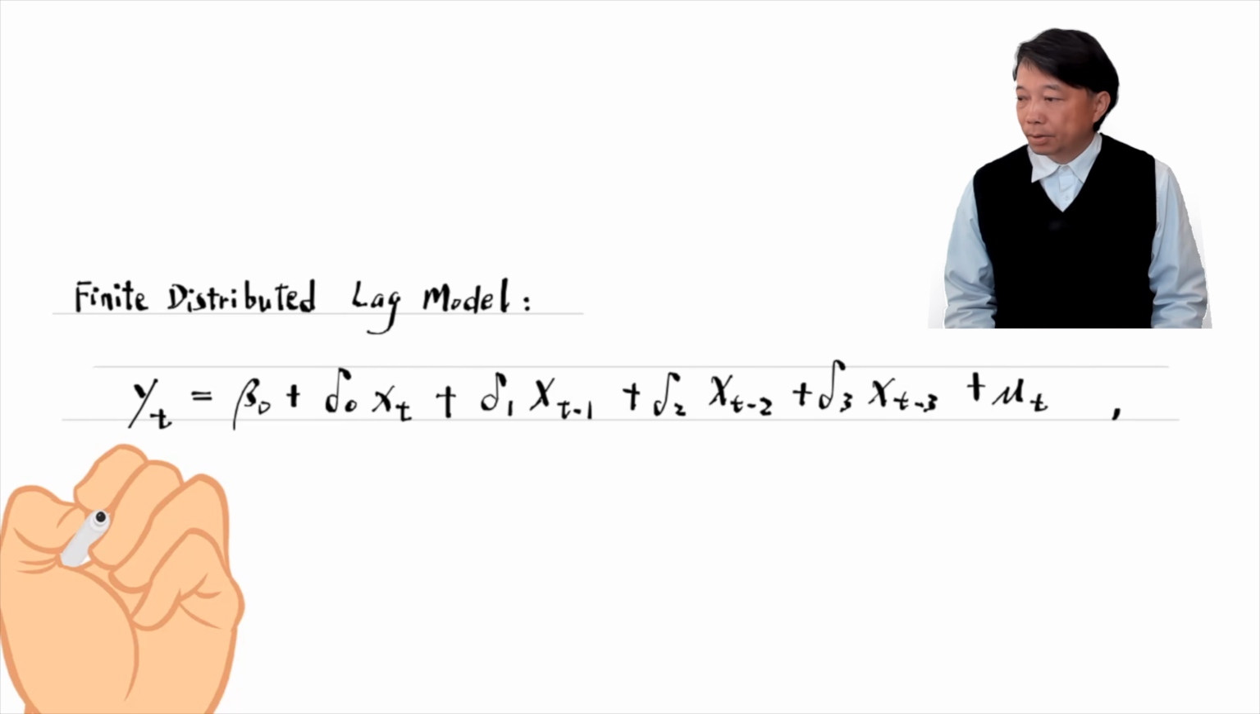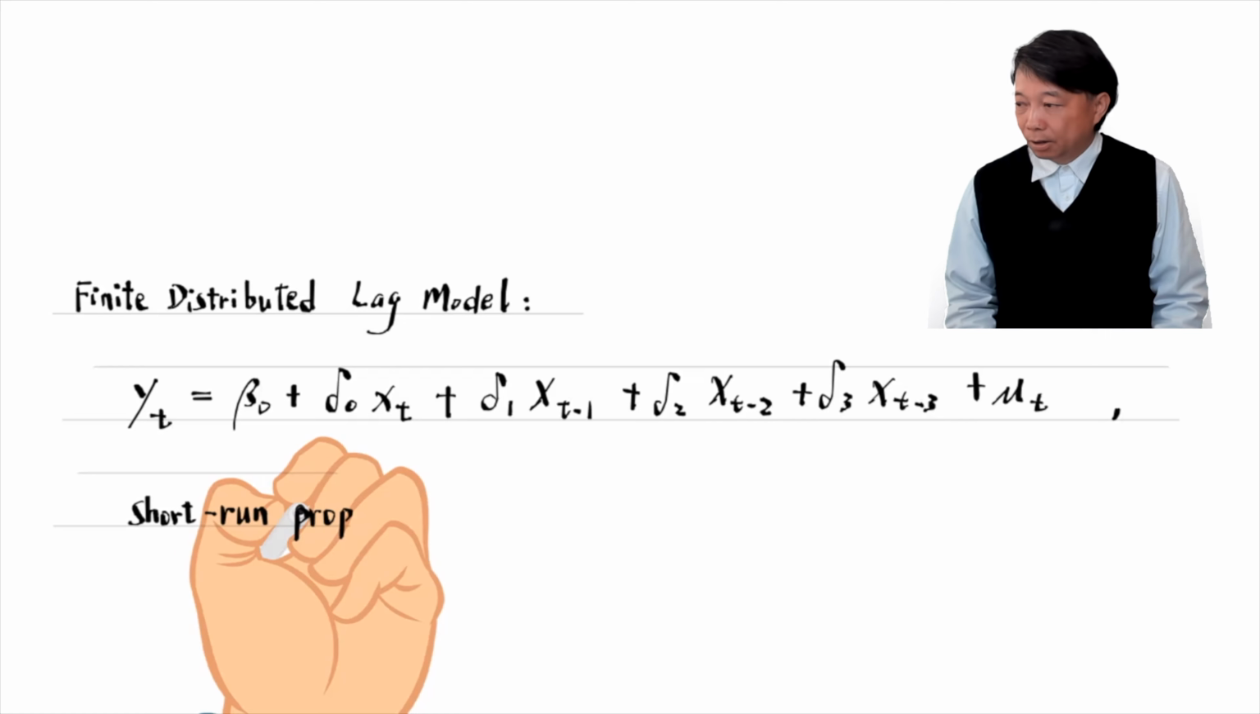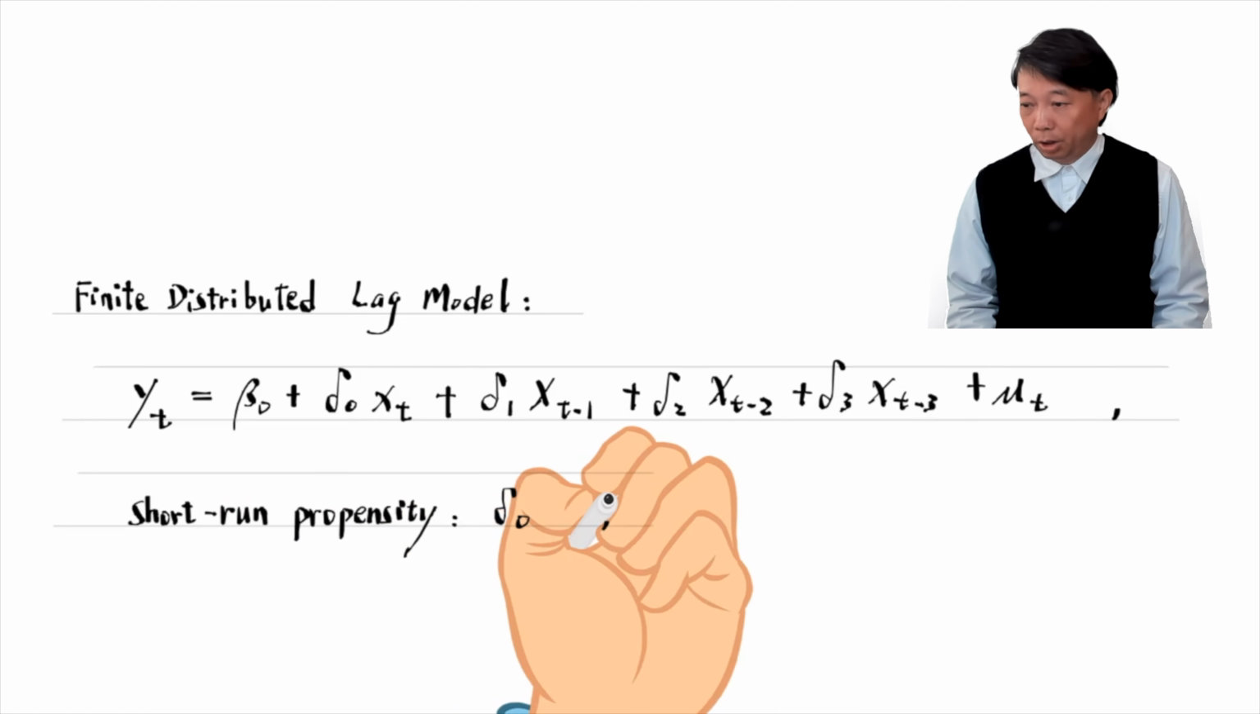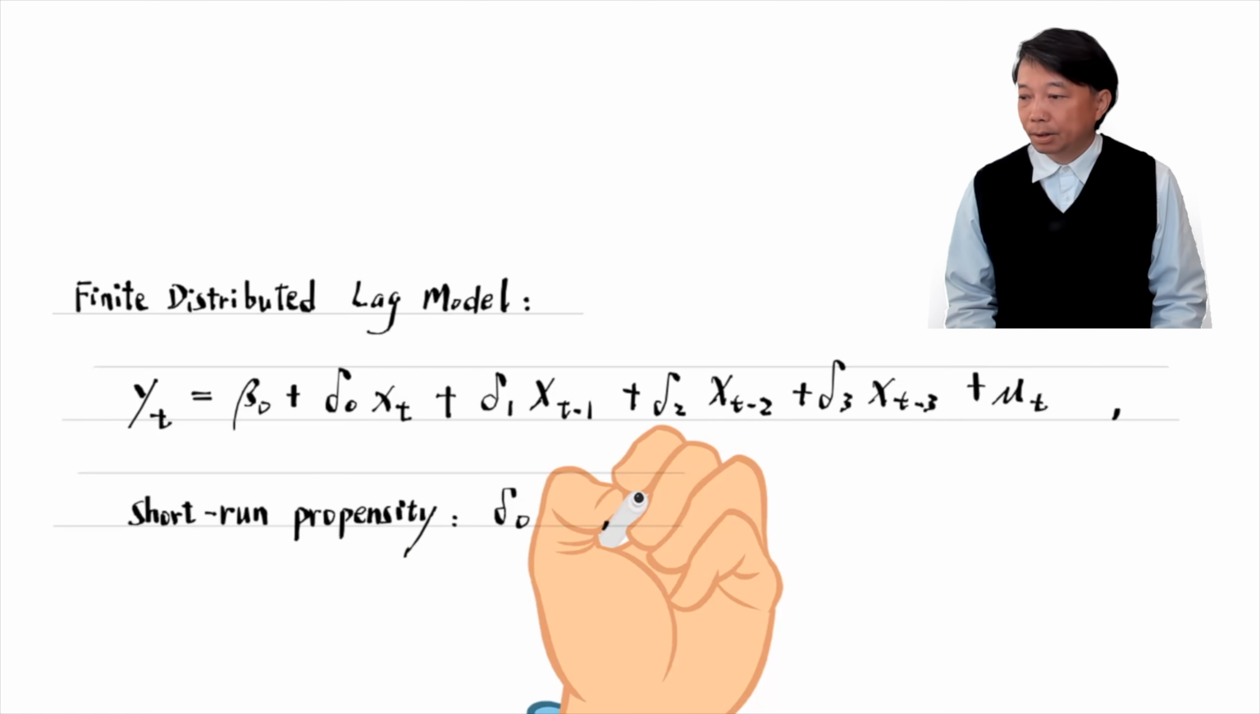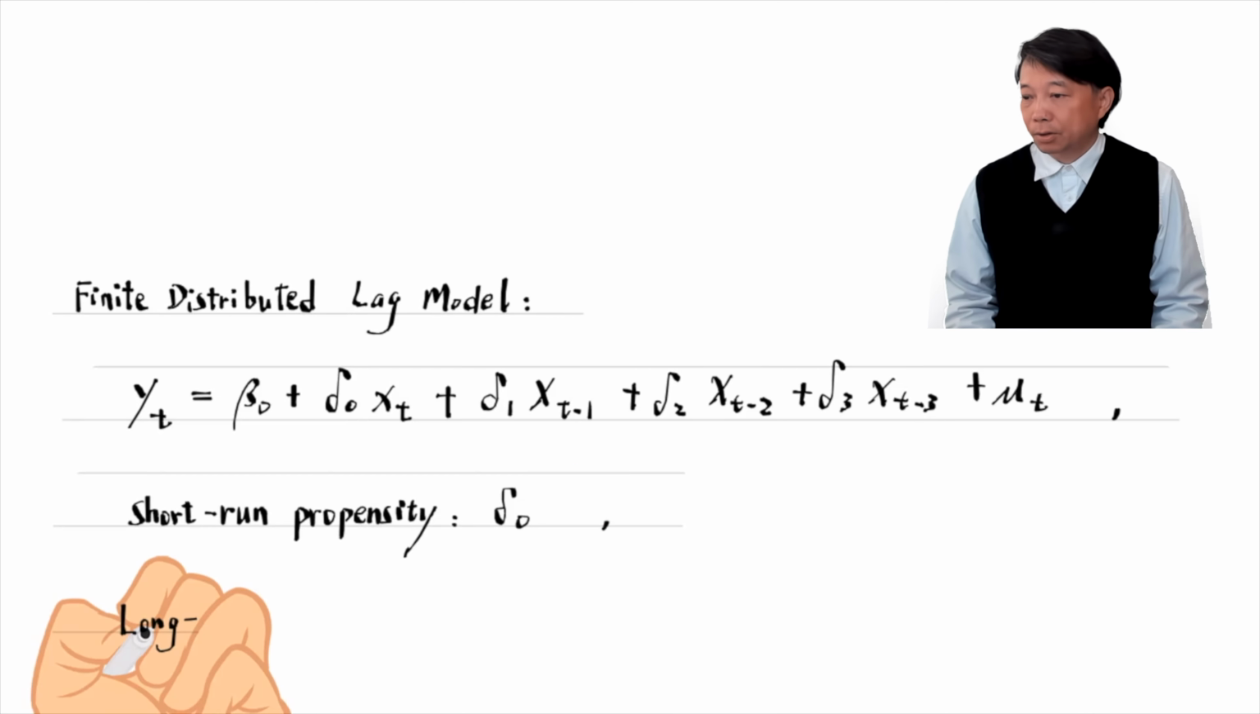The coefficient sigma 0 is called the impact propensity or short-run propensity. It is the immediate change in y due to a 1 unit increase in x at time t. Similarly, sigma 1 is the change in y due to a 1 unit increase in x at the previous time period. This finite distributed lag model assumes that y is affected by x contemporaneously and with 3 lags.